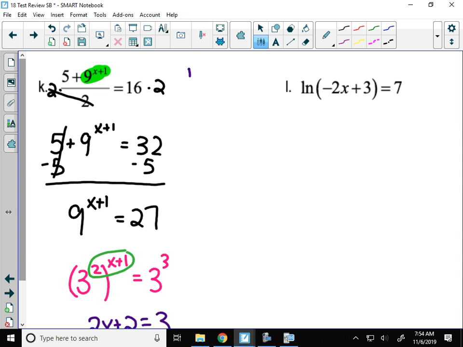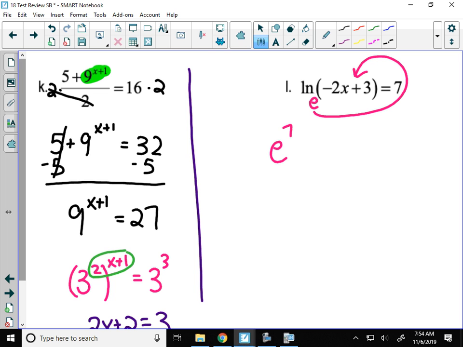All right, L. Natural log of negative 2x plus 3 equals 7. Now, I've given you a logarithm, so I have to turn it into an exponential in order to solve. Here for this natural log, the base is e. So when I turn this into an exponential, it'll be e to the 7th is negative 2x plus 3.